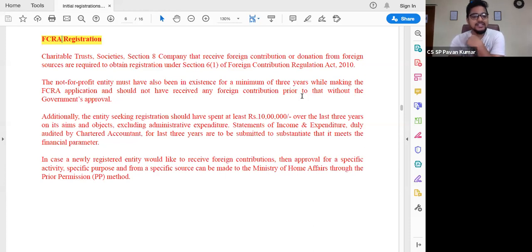Even though there's a change in entity type from private to public, all your registrations can be carried forward. You have to just intimate the concerned department saying that we are the same entity. So just make a note even in your records. An intimation is sufficient. Whatever registration you take, even though the type of entity you change, can be carried forward.